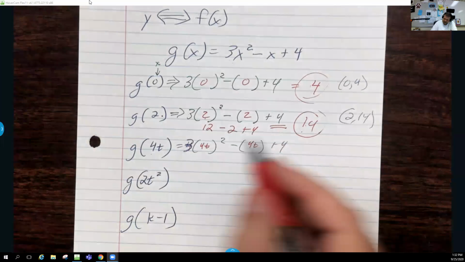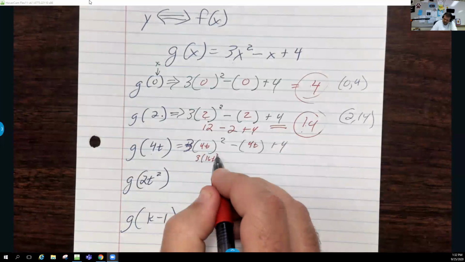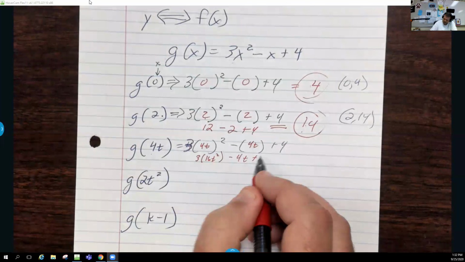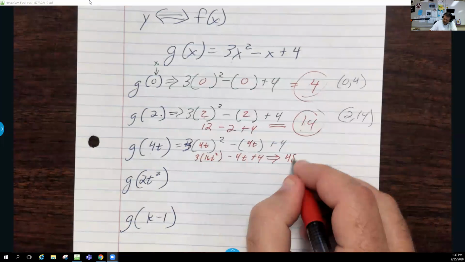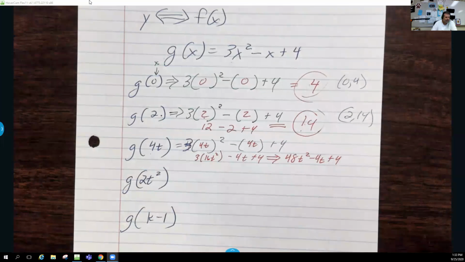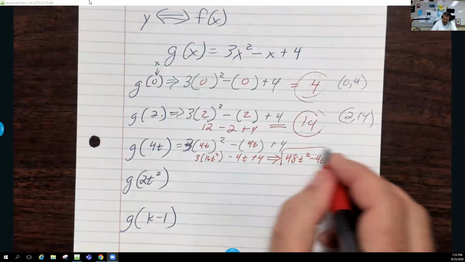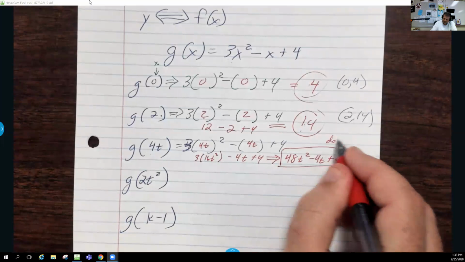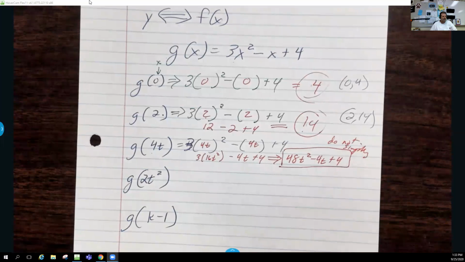Okay, so that's going to be 16t squared minus 4t plus 4, which the only thing I can do is multiply that first piece. 48t squared minus 4t plus 4. Now, this is an expression, you leave it like this. Do not simplify. Nothing goes together. You cannot deal with it. Leave it as is.